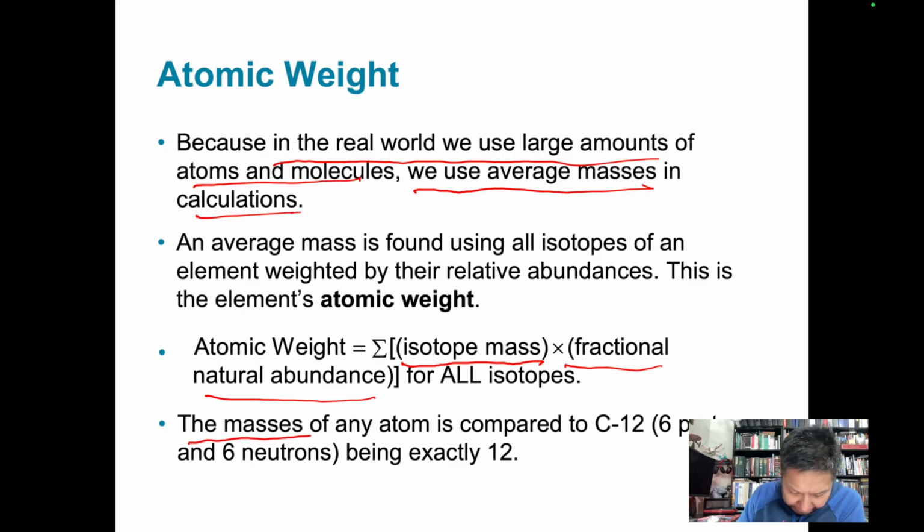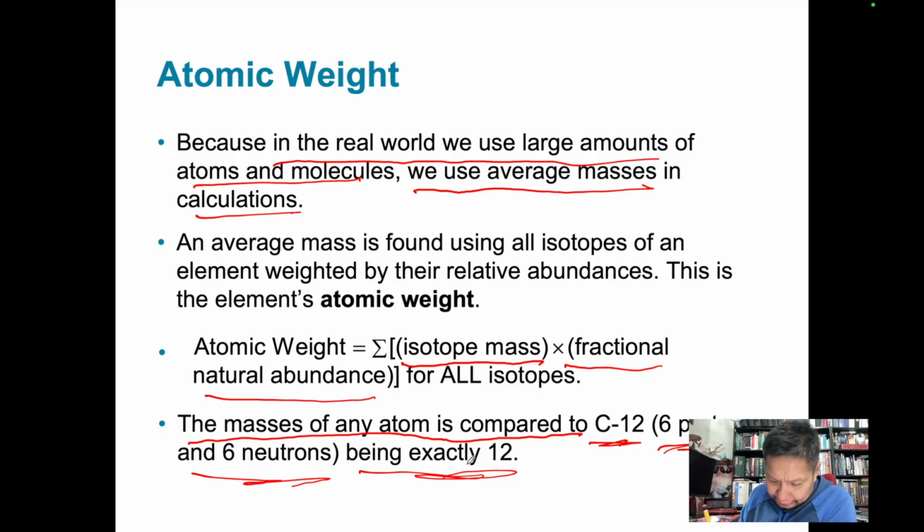So the mass of any atom is compared to carbon 12, which is 6 protons and 6 neutrons, being exactly 12, right? So that's what we compare it to, okay?